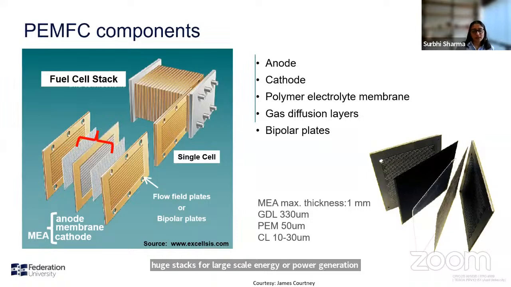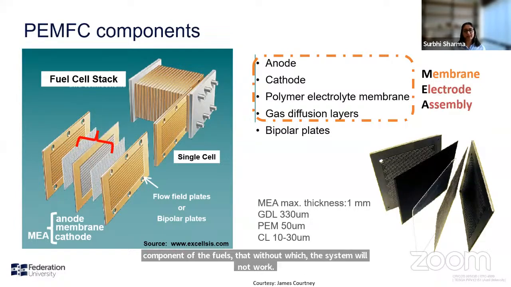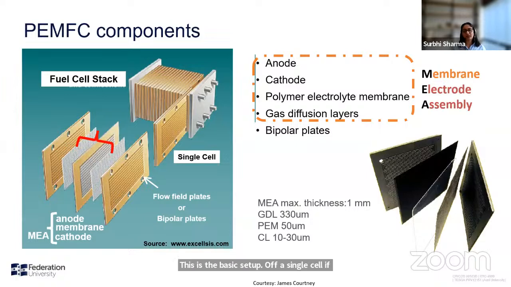So within the whole setup, the membrane electrode assembly, which is comprised of the anode, the cathode, the polymer electrolyte membrane, as well as the gas diffusion layers, together is referred to as the membrane electrode assembly. And this is the critical assembly component of the fuel cell, without which the system will not work. This is the basic setup of a single cell if you want to generate electricity.